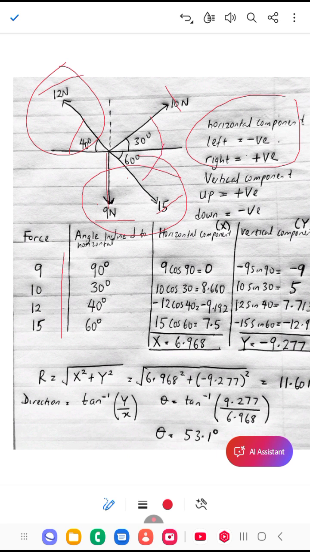It is straightforward. And I have already mentioned that when we are resolving to the horizontal component, we use cos, while when we are resolving to the vertical component, we use sine. So when I slot in this value, the angle, 9 cos this, so this is what I get when I sum all of them together. And look at the vertical component too. When I solve all of them together, this is what I got.